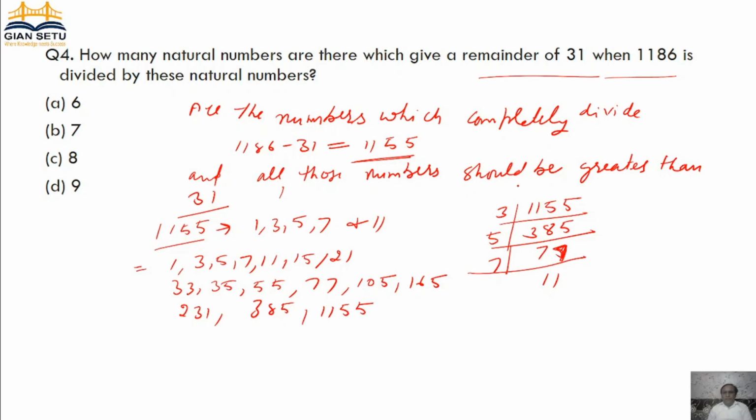Now we have already discussed that if we need a remainder of 31, then the number must be greater than 31. Okay. So all these numbers which are greater than 31 will give a remainder of 31 when 1186 is divided by these numbers. Okay. So how many numbers are these? 1, 2, 3, 4, 5, 6, 7, 8 and 9. So 9 is the right answer. Now let's see question number 5.